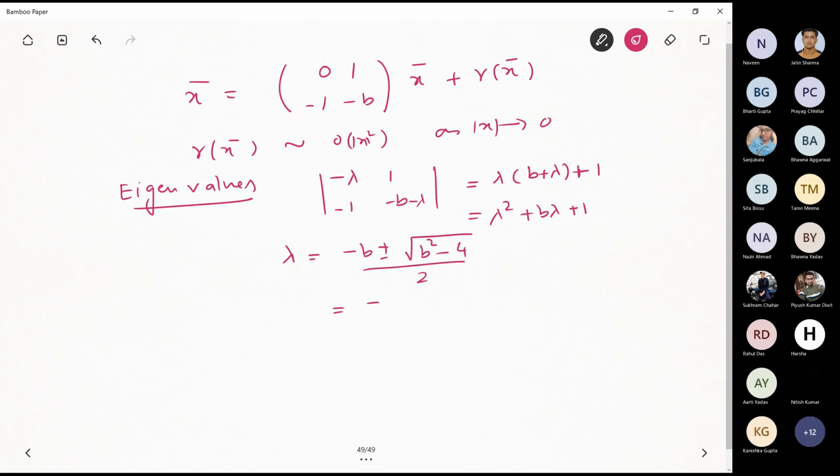So this has some special cases. So what will happen to these eigenvalues?